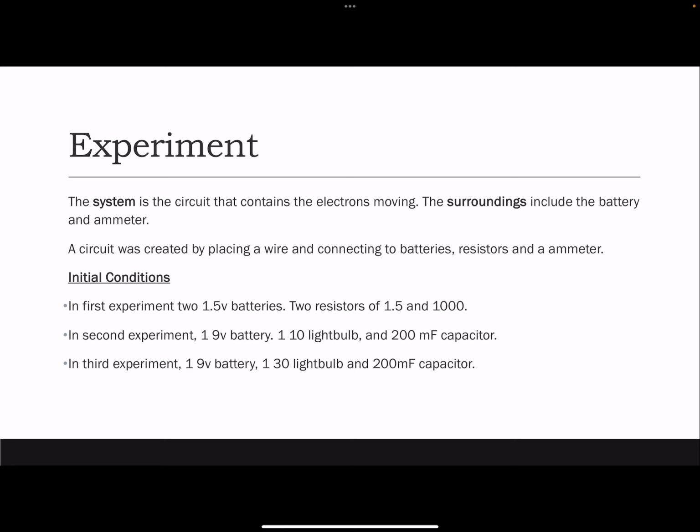The initial conditions in the first experiment were 2 1.5 volt batteries and 2 resistors of values 1.5 and 1,000. In the second experiment, it was 1 9-volt battery, 1 light bulb with a value of 10, and a mF capacitor with a value of 200. In the third experiment, it was the exact same values, except the light bulb had a value of 30.